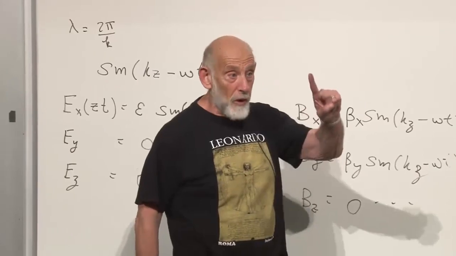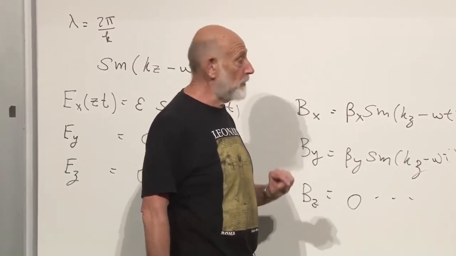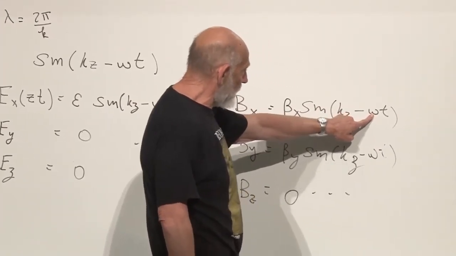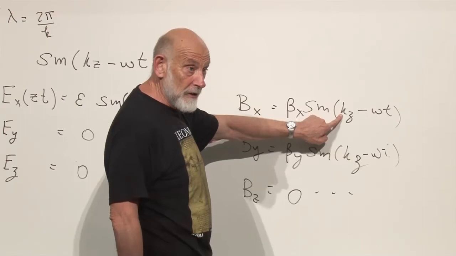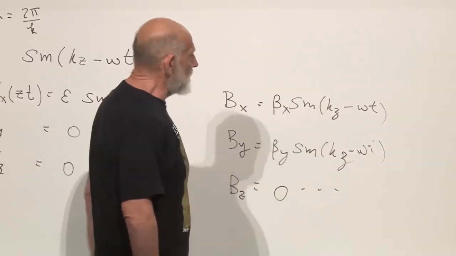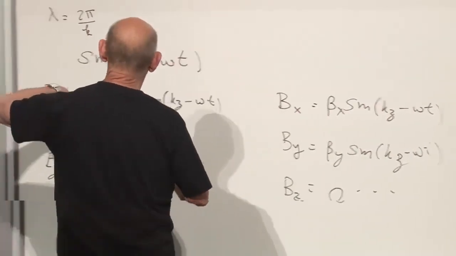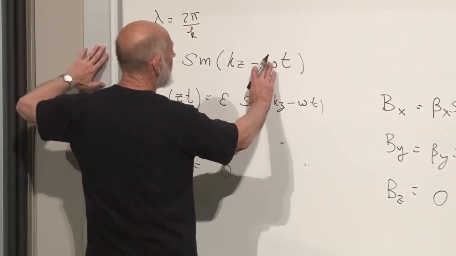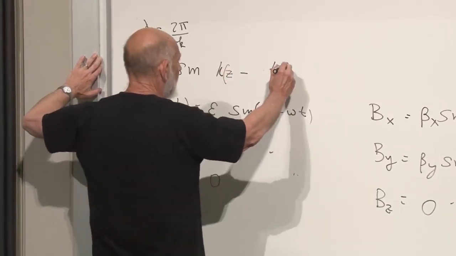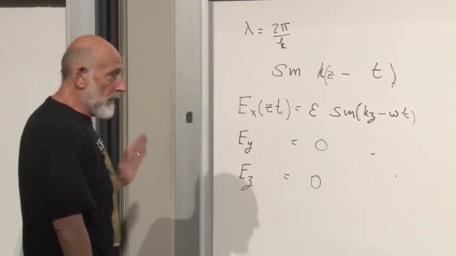No, they don't if c is 1. Right. If c is 1, they don't have different units. Omega has units of inverse time, k has inverse distance, and distance and time are the same. So that tells me that I can simplify this and just write it as sine of k times z minus t, everywhere. Just sine of k(z minus t).